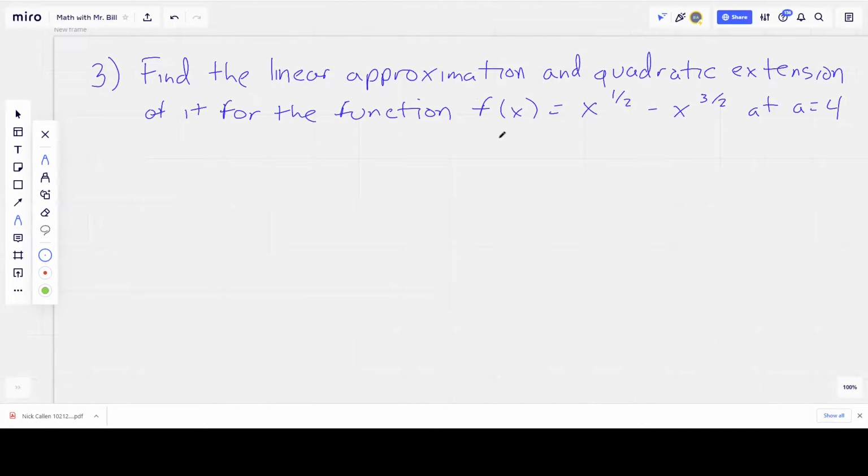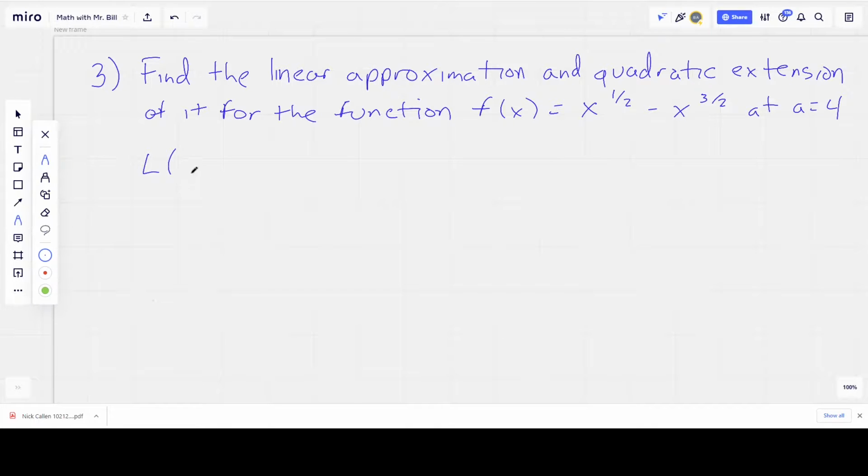So we're asked to find the linear approximation and the quadratic approximation for the function f of x equals x to the 1/2 minus x to the 3/2 at a equals 4. So let's take a look at the linear approximation.